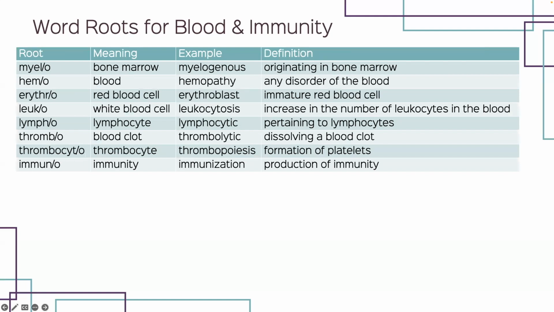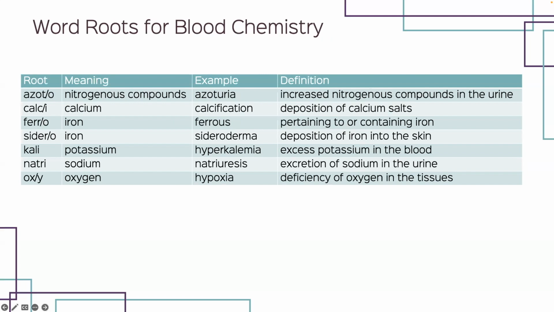Your word roots, you've got myelo for bone marrow, hemo for blood, erythro for red blood cells, leuco for white blood cells, lympho for lymphocytes, thrombo for a blood clot. So remember when we have that thrombus, it's going to be that blood clot that is moving. Thrombocyto is going to refer to our thrombocytes, and then immuno is for immunity. Most of them will match if they're not ones that we already know, but there's those for you.